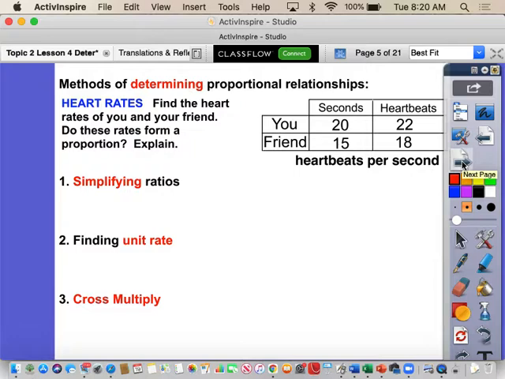So we have three main methods of determining whether ratios are proportional or not. So the first thing we can do is just simplify the ratios. So I'm going to look at my table that I've been given. It's talking about heartbeats per second. So it's saying that in 20 seconds, we have 22 heartbeats. In 15 seconds, our friend has 18 heartbeats. We're trying to figure out if those ratios are equivalent. So the first method is to simplify the ratios. So for us, I'm just going to put heartbeats over second.